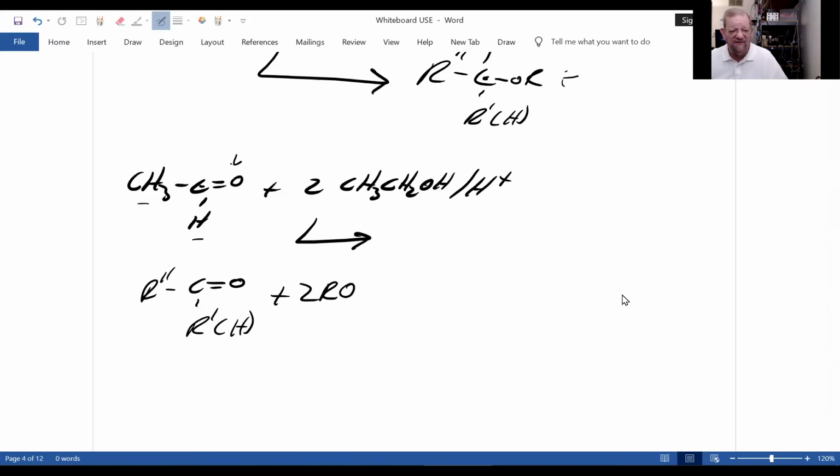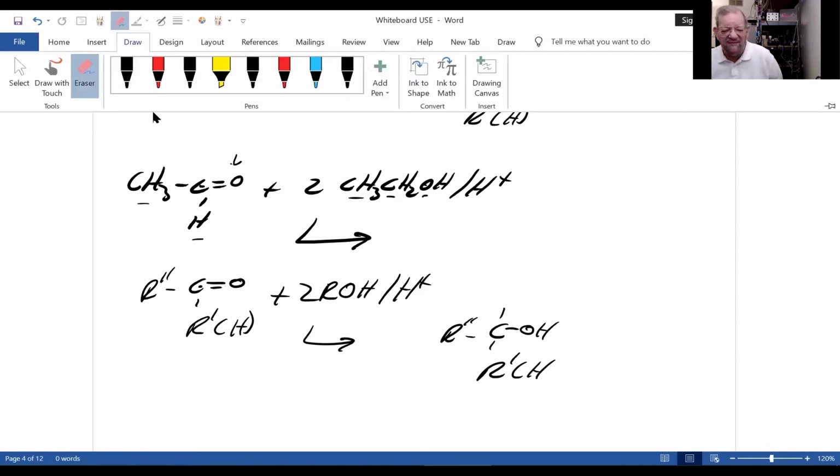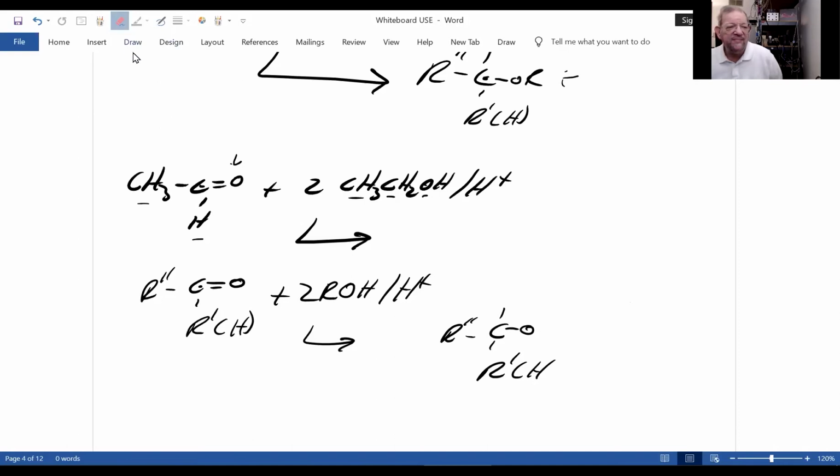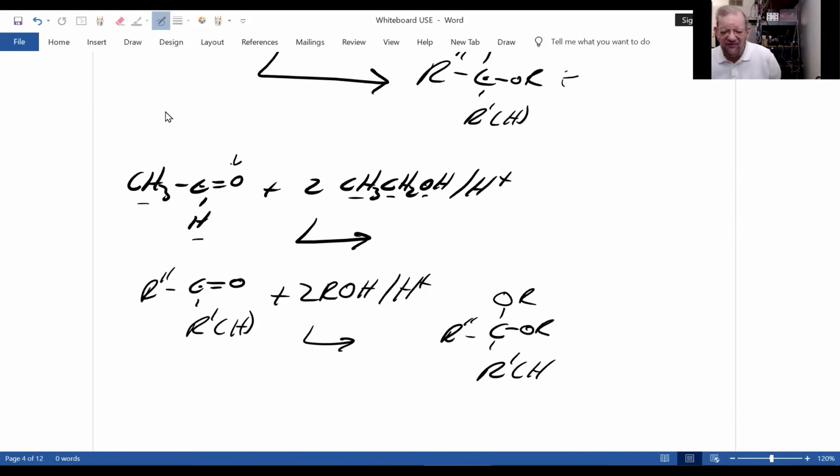When you react two of, what's this? Carbon, carbon, hydroxy group, alcohol, acid catalyst, what do you get? Keep your eye on the carbonyl carbon. What's attached to it? R prime or H. R double prime is still attached. It has a hydroxy group. It's not really an alcohol. Or wait, I made a mistake. Mine is still on the last problem. And you have two oxygens, each one has R.